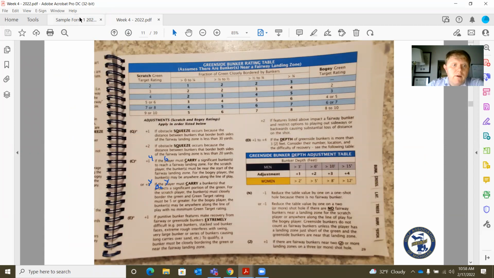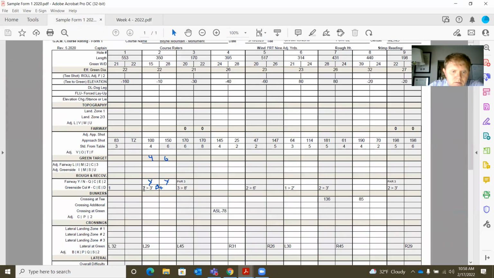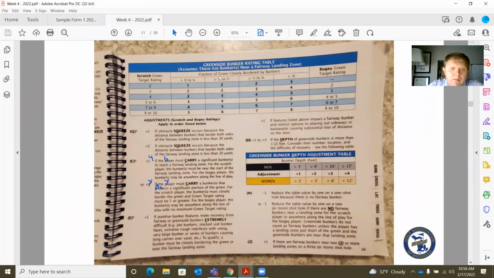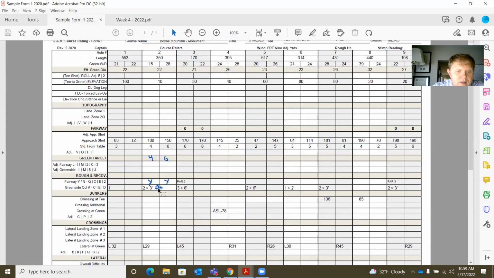So 4 and 6, and we were in column 2 for our lookup. So column 2, this column here, green target rating for scratch of 4 gets us a value of 3. A rating of green target rating of 6 gets us a value of 5. So we have 3 and 5 as our base.